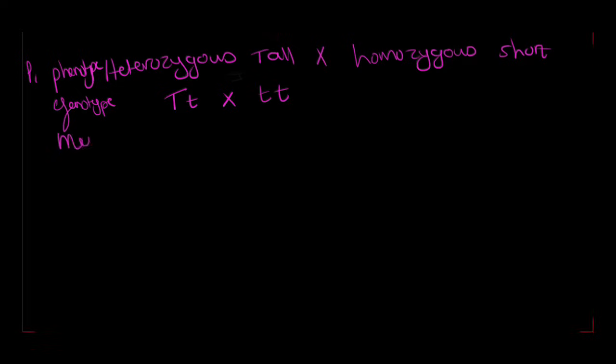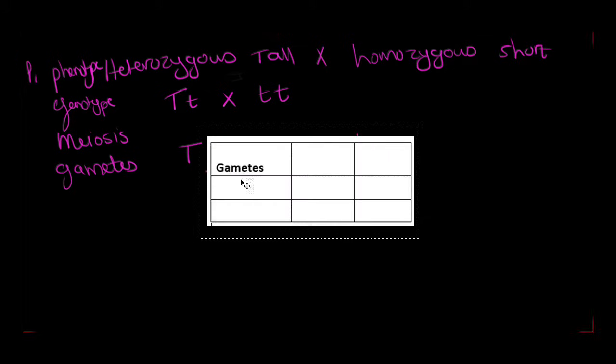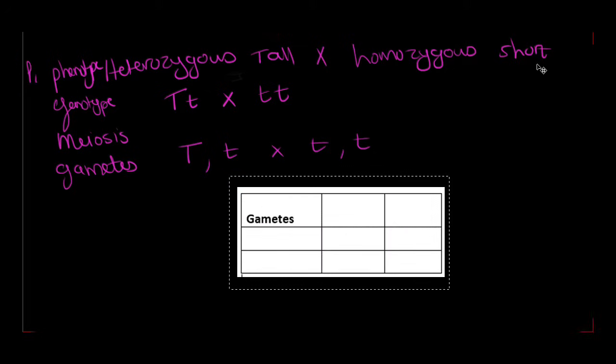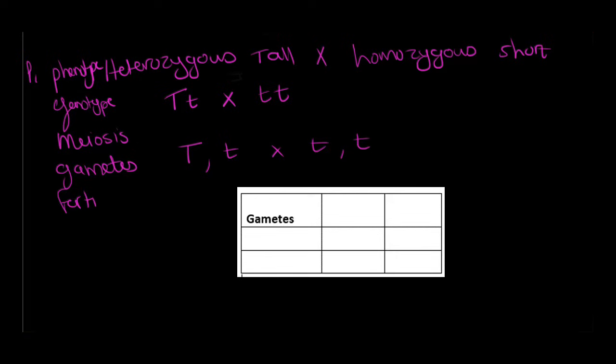Then we go through the process of meiosis, and that gives us our gametes. Remember to separate them. Okay, and then you would go into fertilization. Remember to write fertilization.